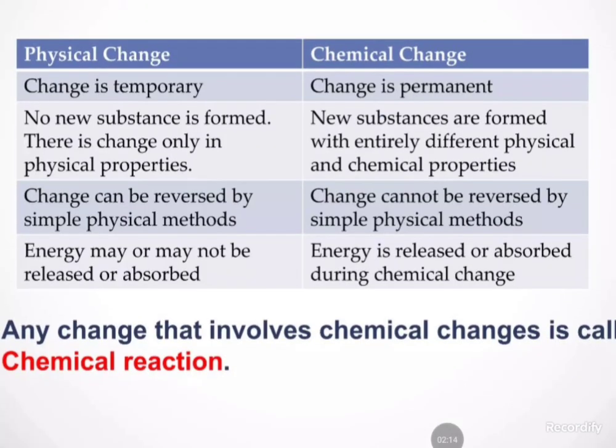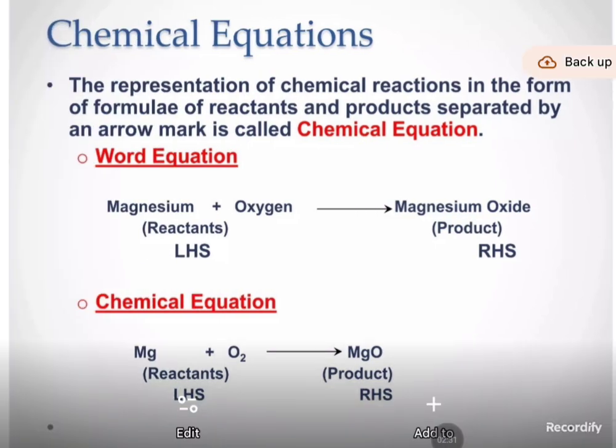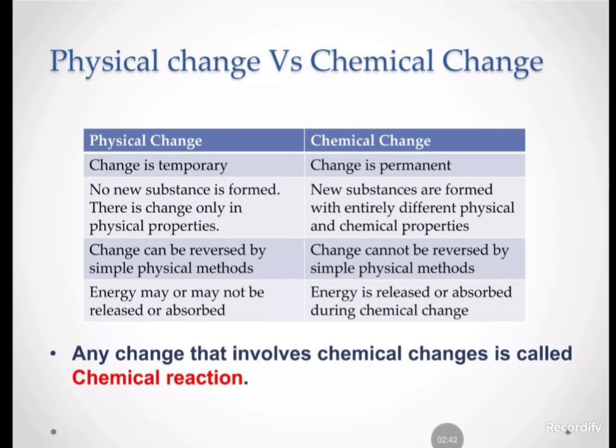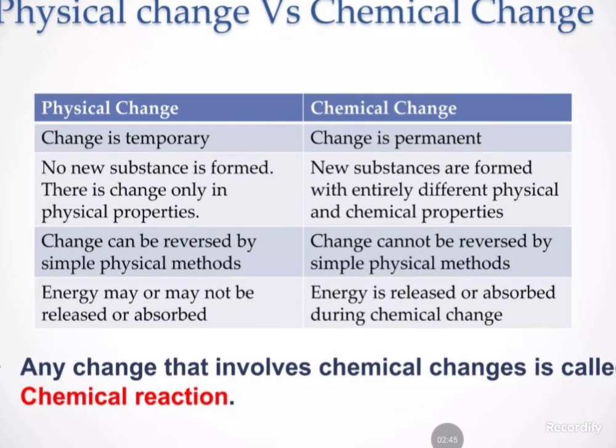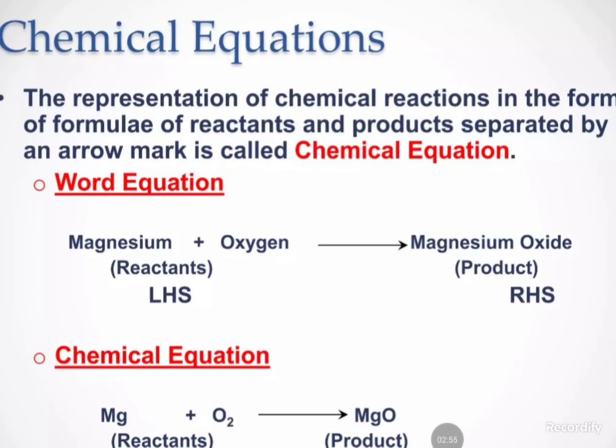Now we should know that these changes involve some reactions. That reaction is nothing but a chemical reaction. Any change that involves chemical change is known as a chemical reaction. So first we have to know what is meant by chemical equations. We already know about chemical reactions. What do you mean by chemical reaction? The type of changes involved in chemical changes are known as chemical reactions. Now we are learning about chemical equations. What is meant by a chemical equation?